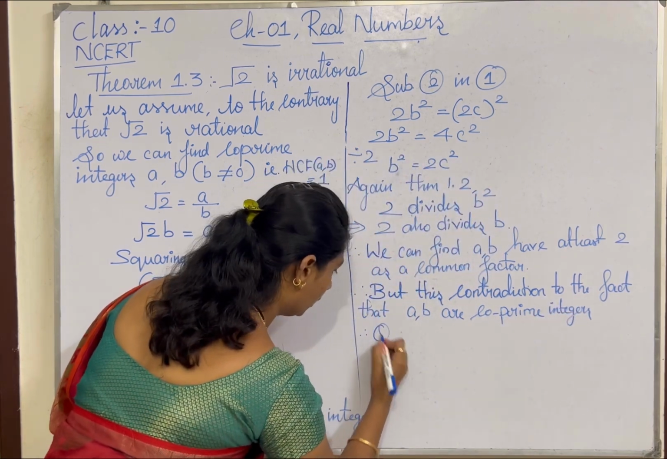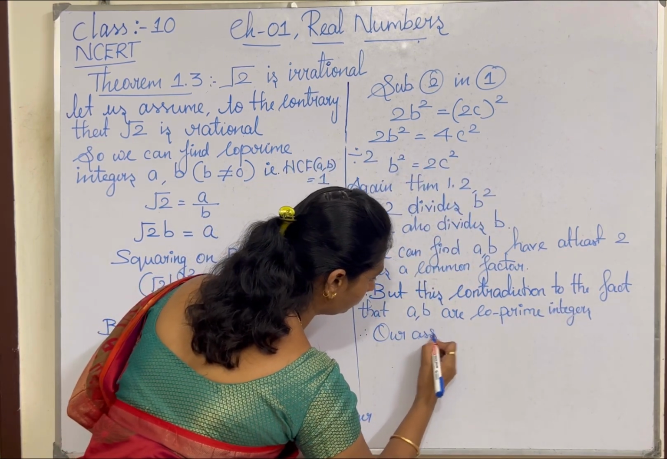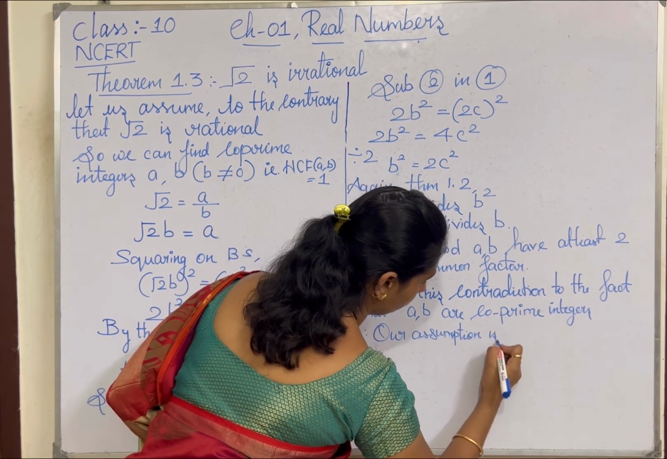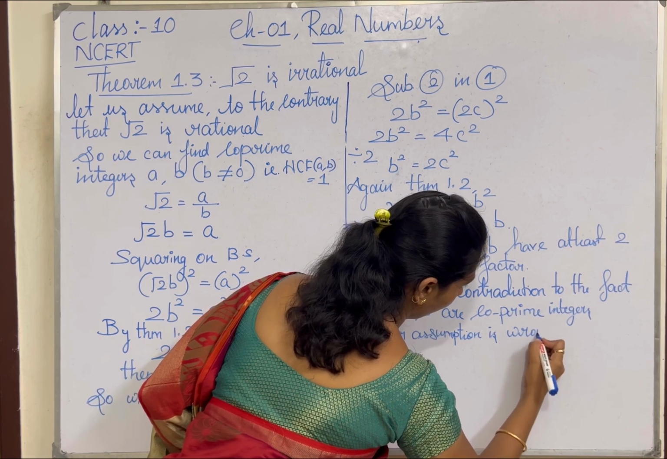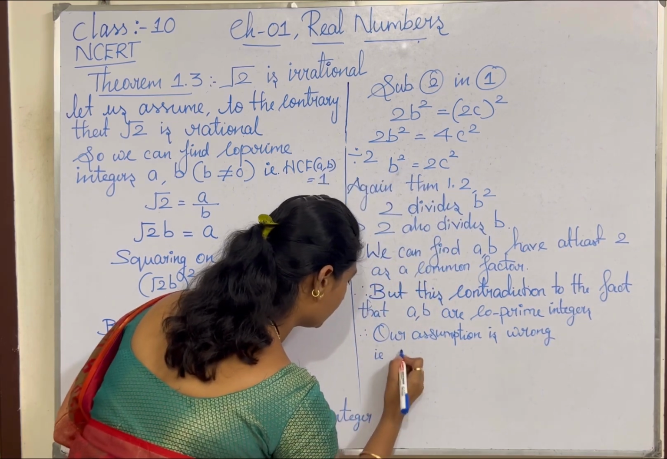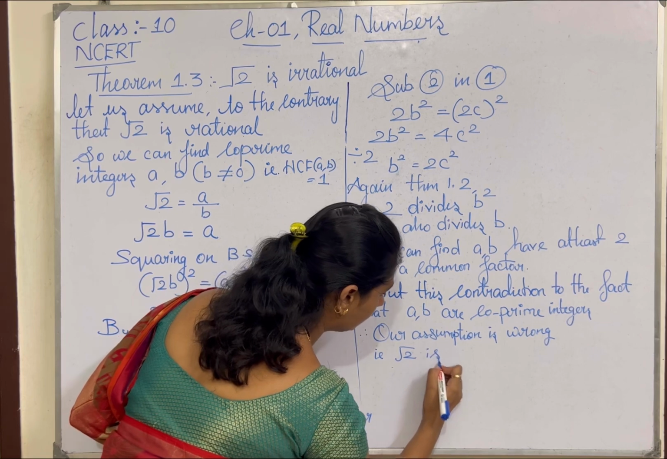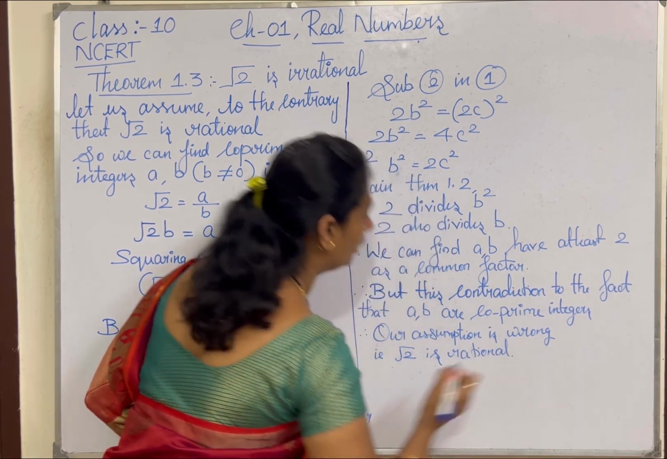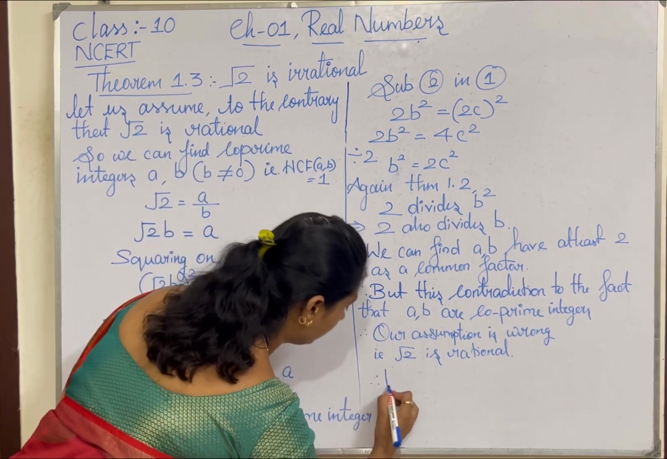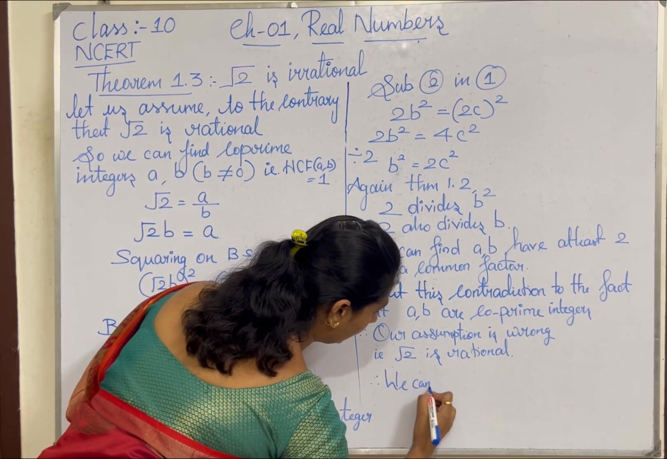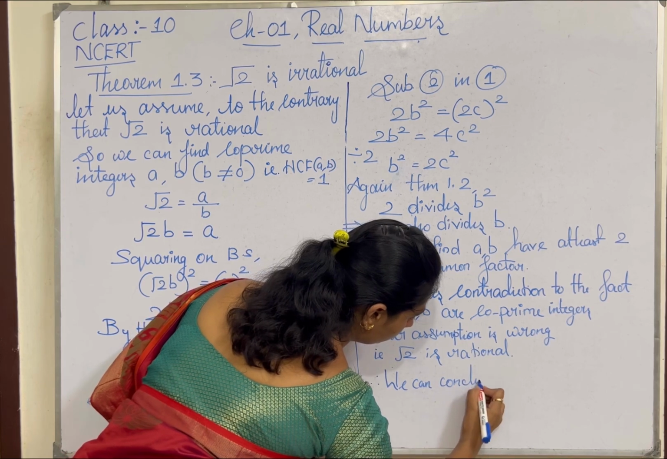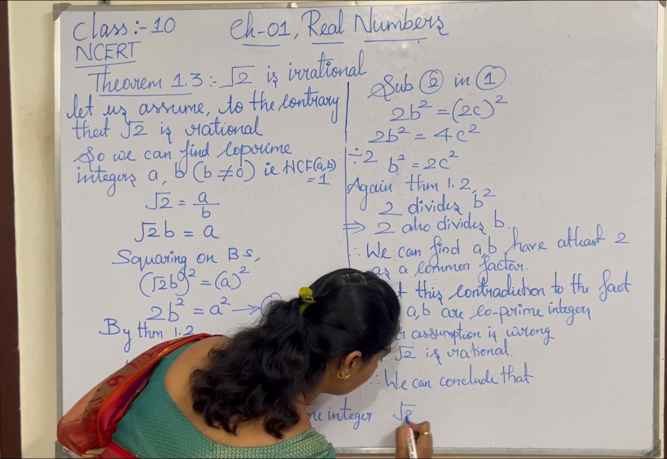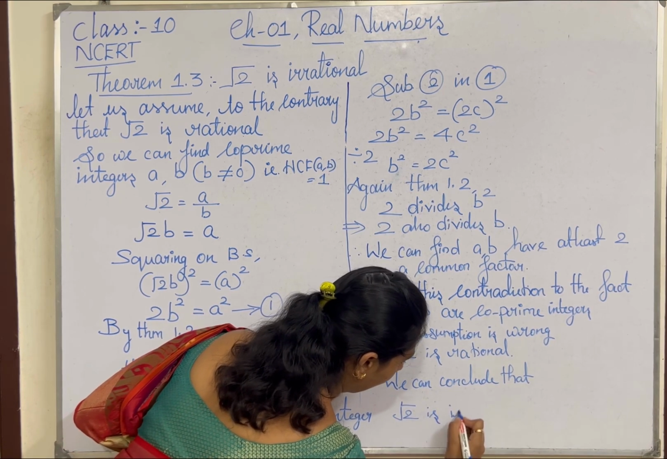Therefore, our assumption is wrong. We have assumed that root 2 is rational, so our assumption is wrong. We can conclude that root 2 is irrational.